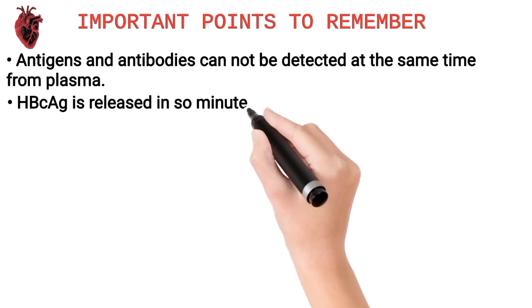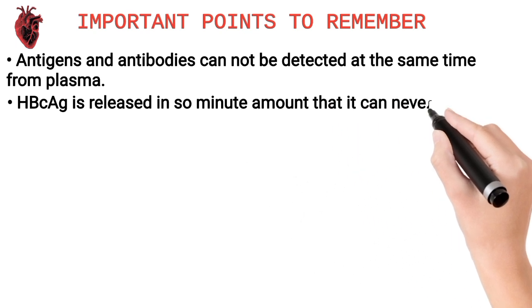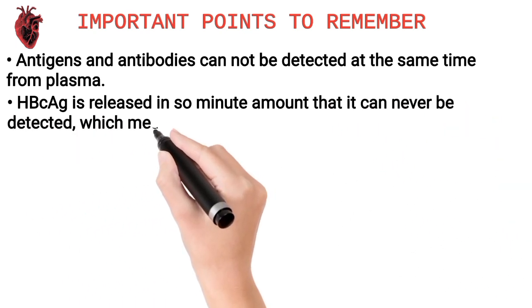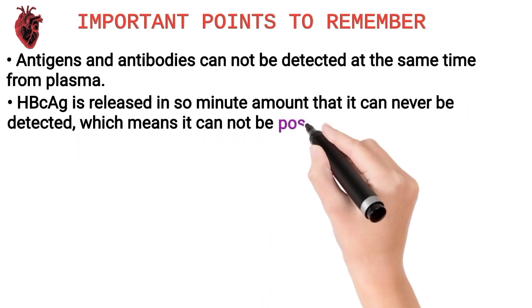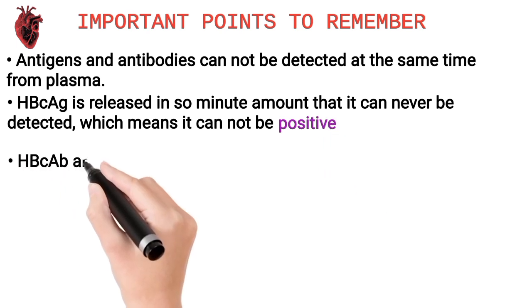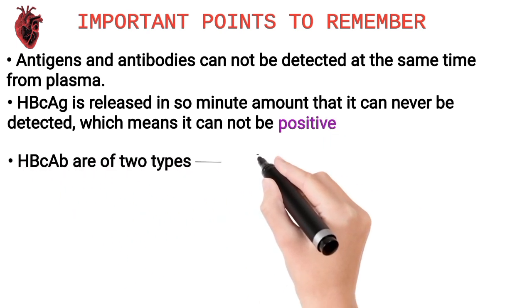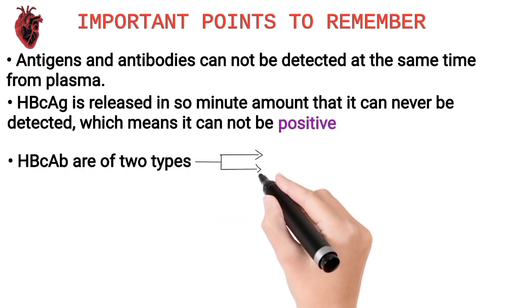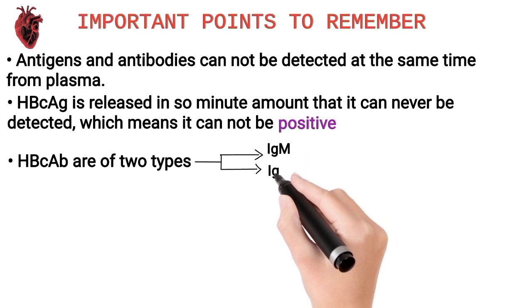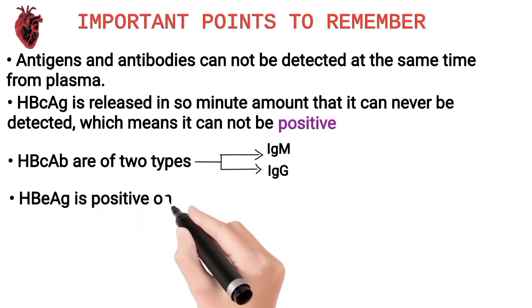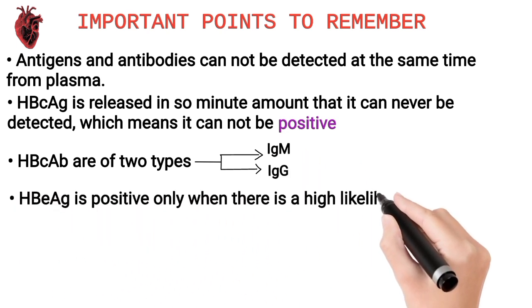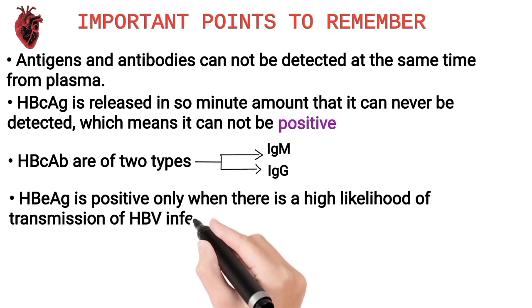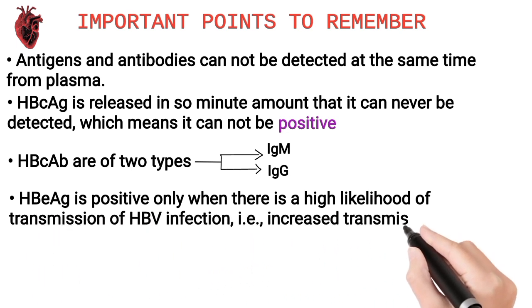Hepatitis B core antigen is produced in so minute amount that it cannot be detected. Hence, we detect hepatitis B core antibodies. Hepatitis B core antibodies are either IgG or IgM depending upon the phase of infection. Hepatitis B E antigen is positive only when there is high risk of hepatitis B virus infection transmission.